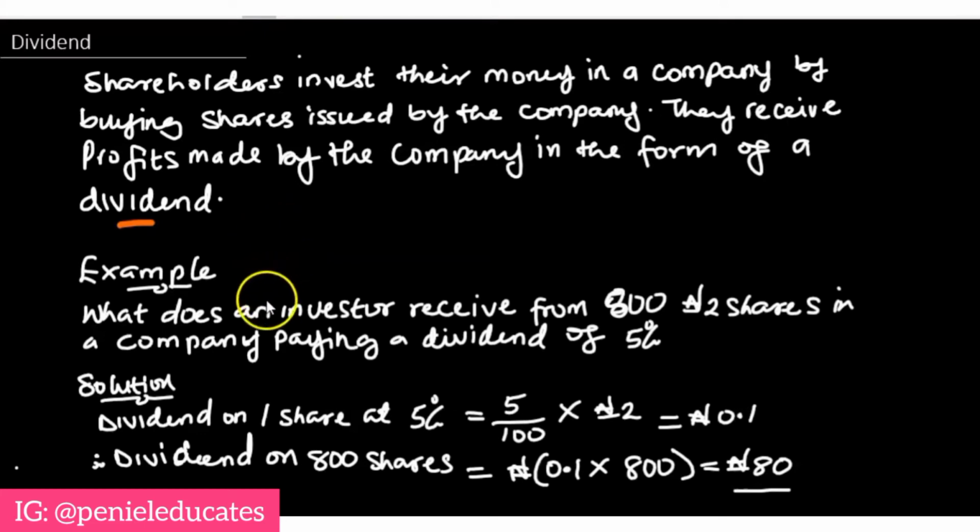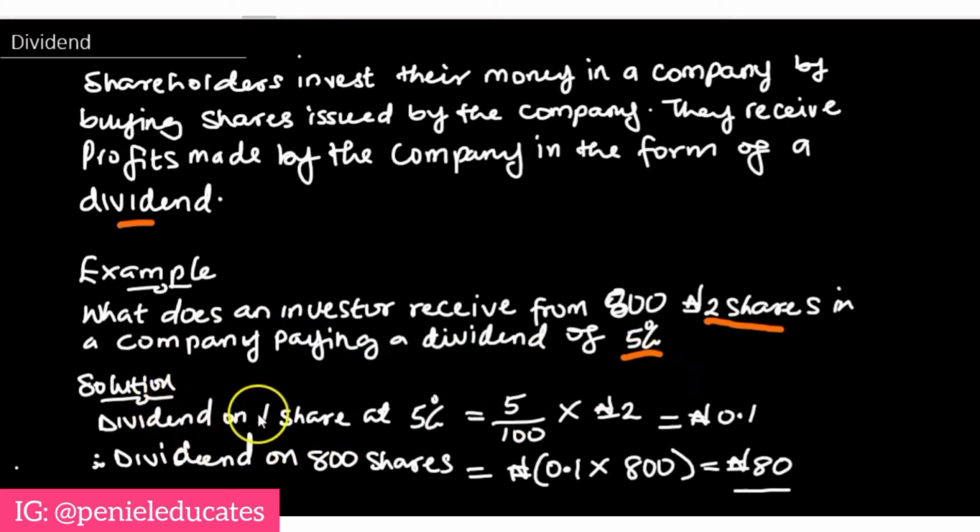Now, for example, what does an investor receive from 800 2 naira shares in a company paying a dividend of 5%? Don't forget that the selling price of that share is 2 naira per share. So what does an investor receive from 800 of 2 naira worth of shares that the investor has bought from a company paying a dividend of 5%?